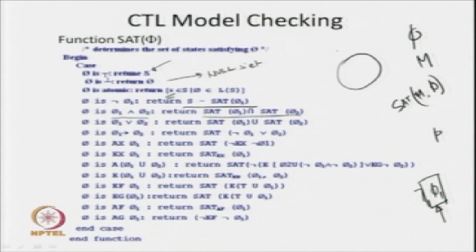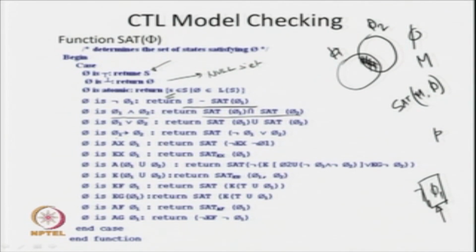1 is true. So, this is one set, I can say that in these states phi 1 is true, and satisfiability of phi 2 is going to give me another set, where the formula phi 2 is true. Now, for phi 1 and phi 2, both must be true in that particular state. So, the intersection will give me this particular state. So, it is going to return this intersection. Similarly, for phi 1 or phi 2, it will be the union of these two sets.